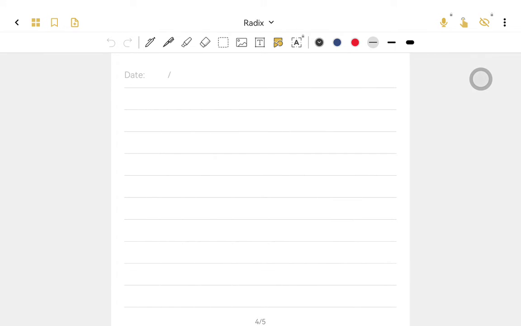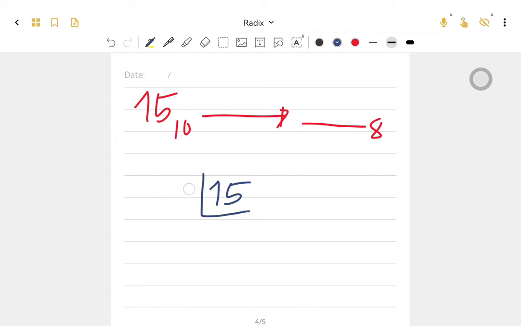Another, let's go farther. Let's try 15. Okay, higher number. We have here 15 with the base of 10. What is equivalent in base of 8? So of course, to make it clear, we are going to divide 15 by 8. Okay, 15 divided by 8, that is only 1. And then, what will be our remainder?